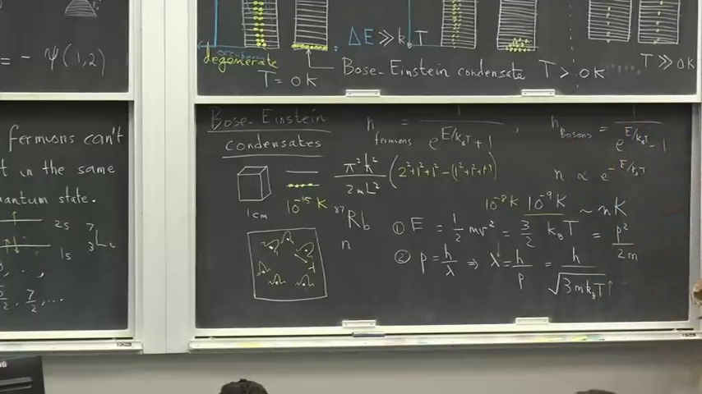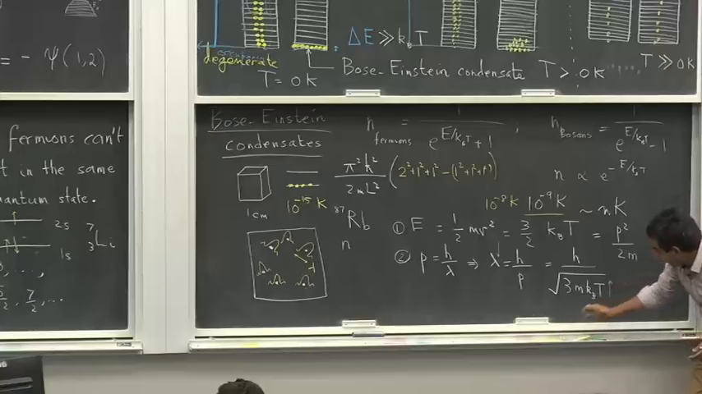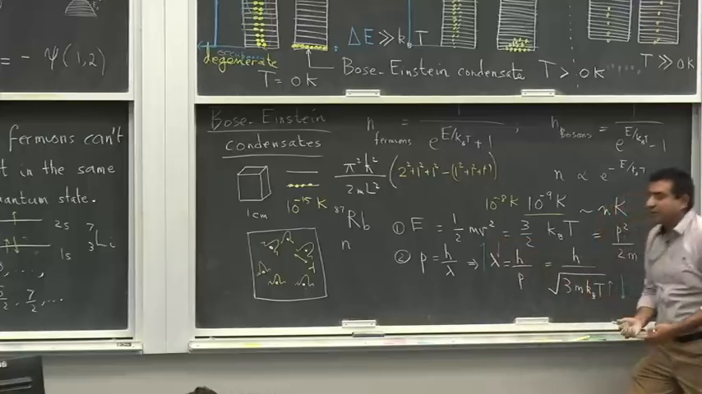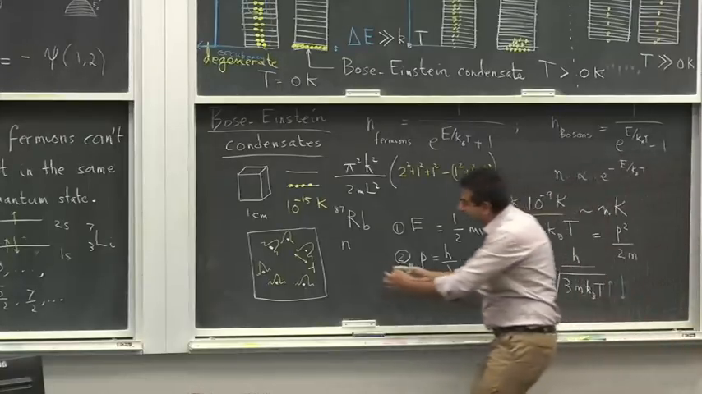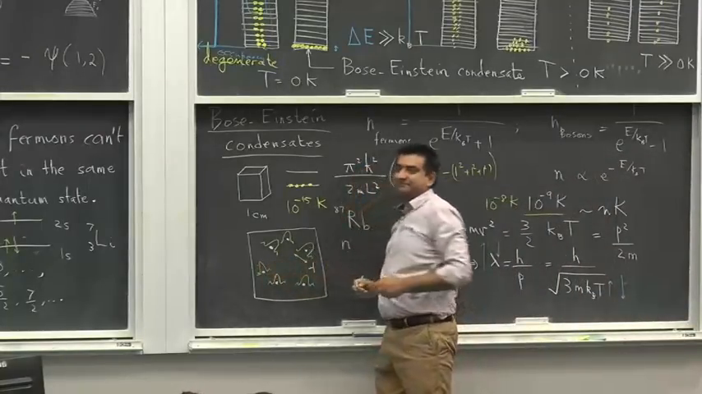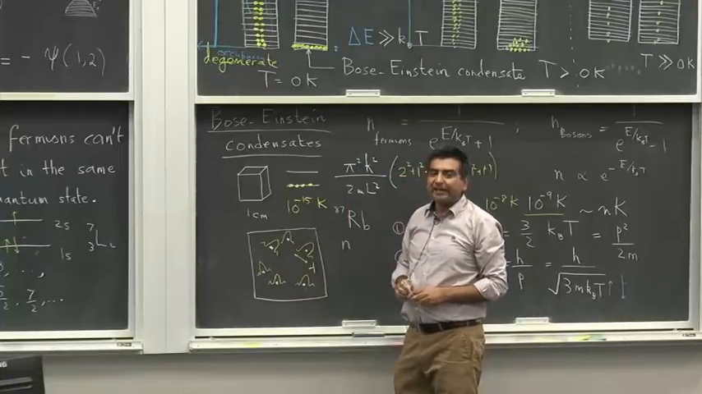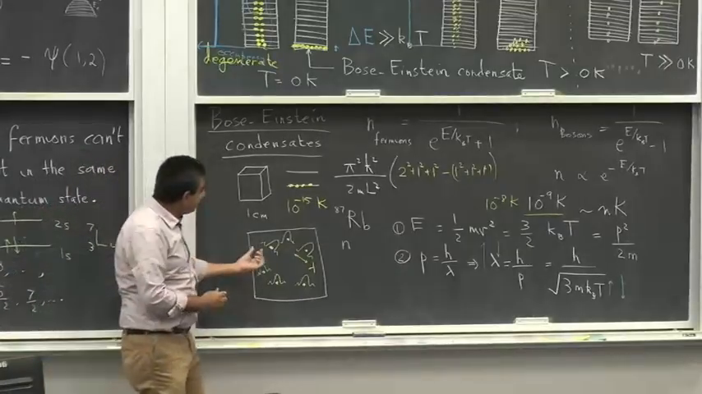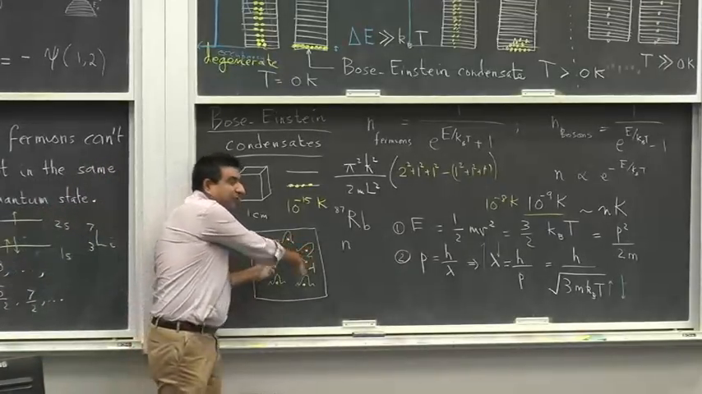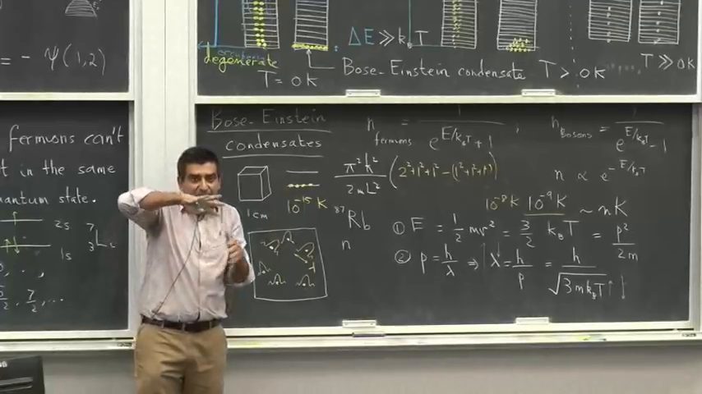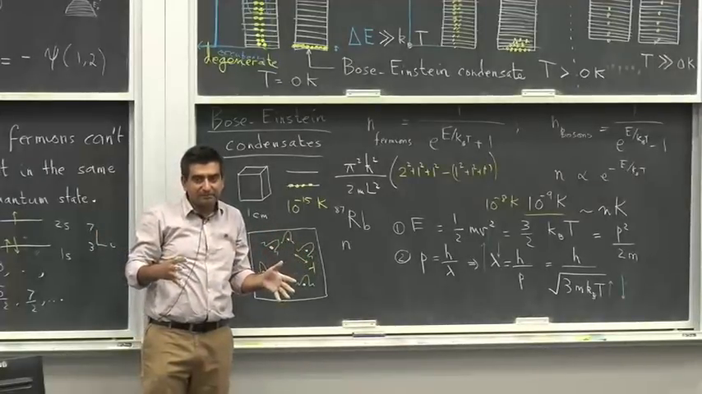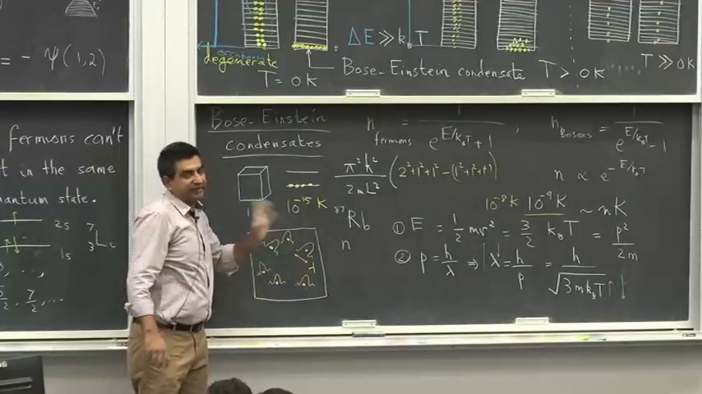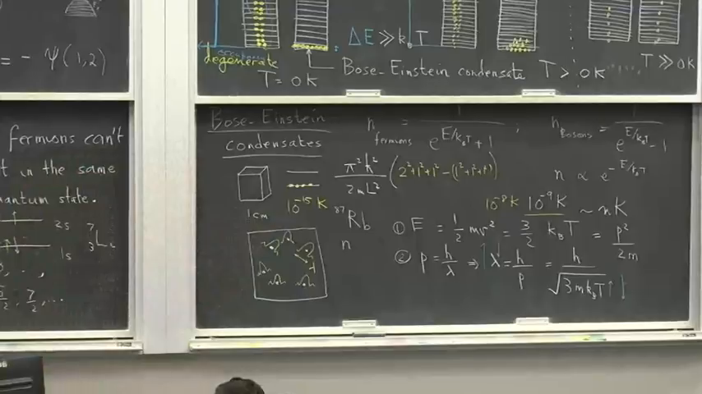Now, if, on the other hand, we lower the temperature, this wavelength is going to go up. So this wave packet is going to spread. At a certain point, the spreading of the wave packet becomes equal to the spacing between the atoms. And the wave functions start to overlap. First of all, I would like to find out what the average spacing between the atoms is. Okay, and then I would like to compare it to the wavelength.